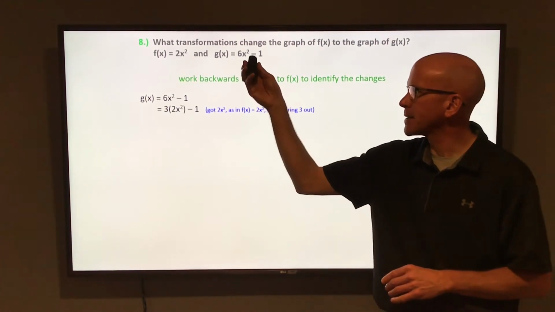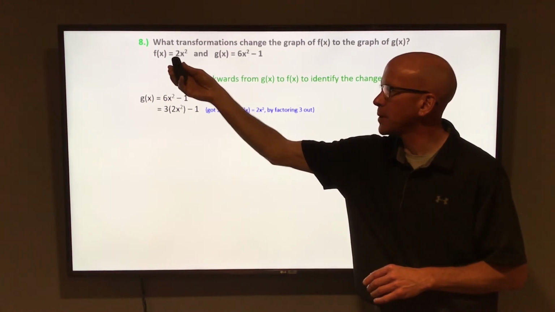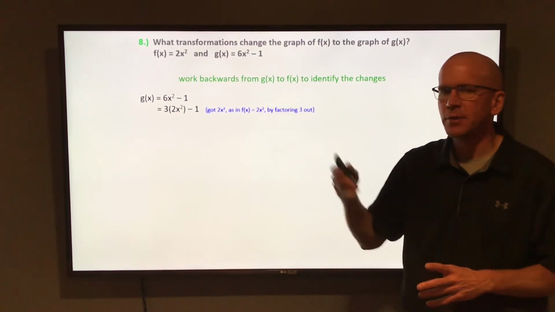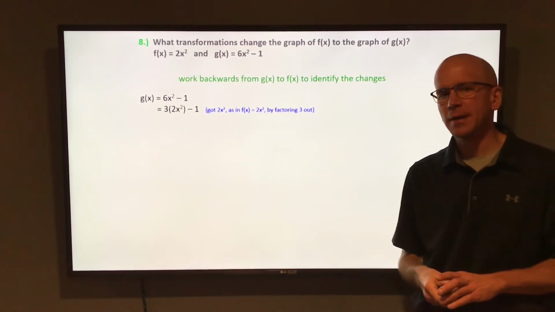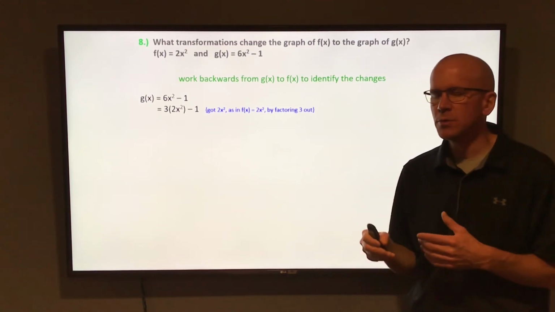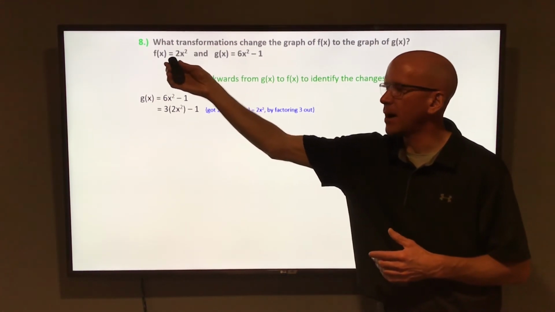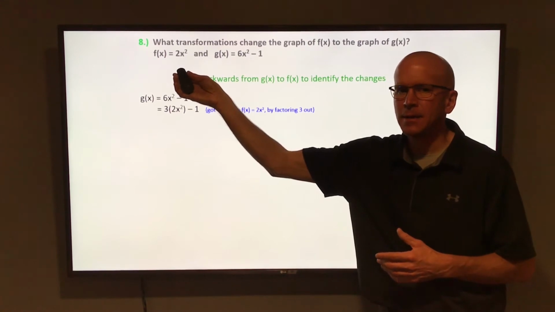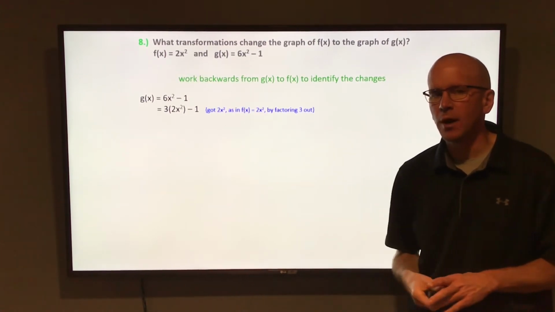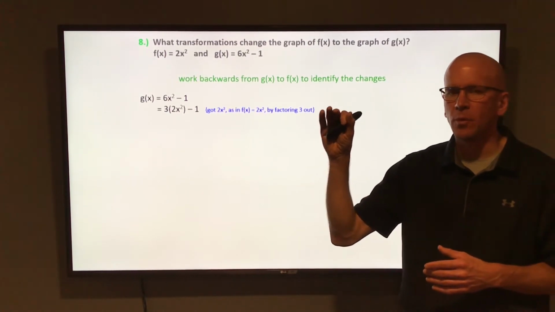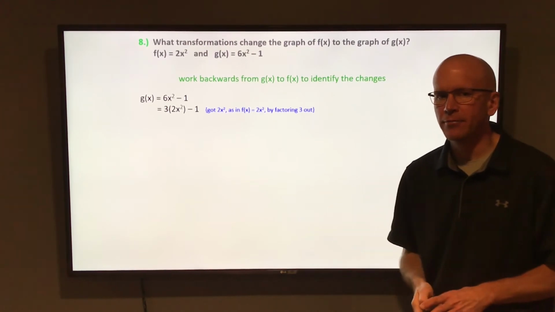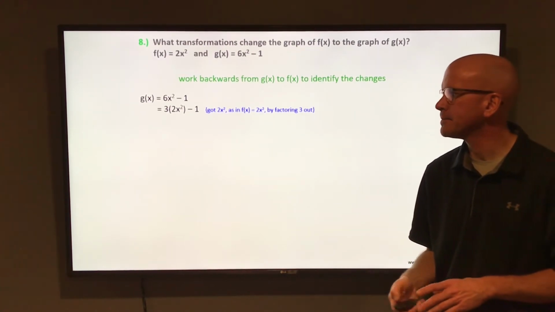Then we also subtracted 1. So we multiplied 2x squared by 3 to get 6x squared and subtracted 1 from it. Remember what that subtracting 1 does. When you subtract 1 from the value of y, that whole right side, you take a point, you subtract 1 from the y value, it's going to shift the graph of that point down 1 unit.